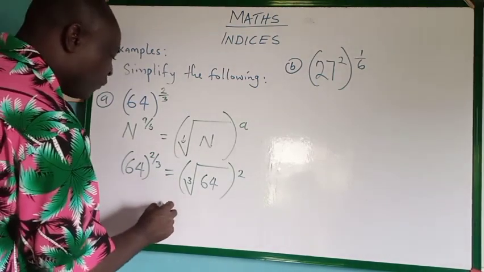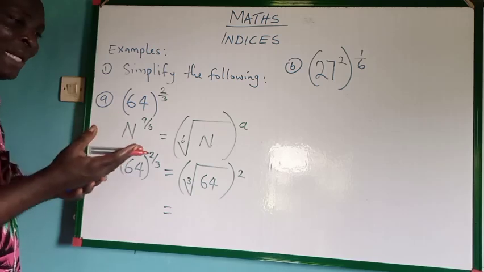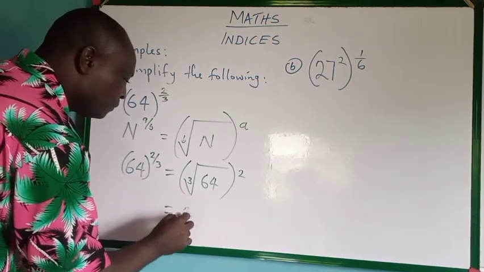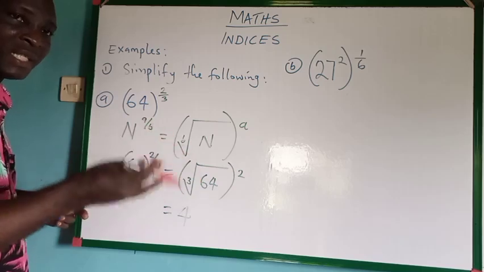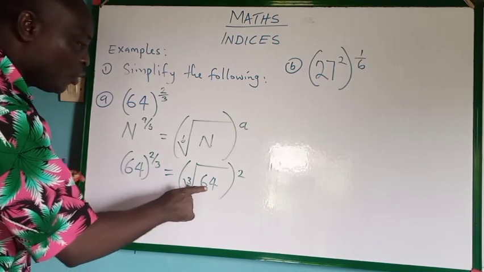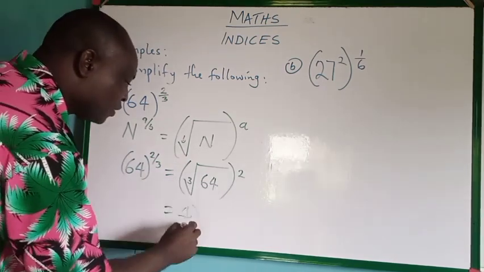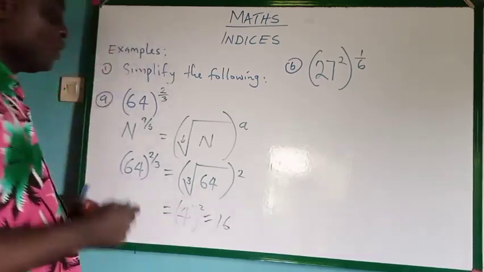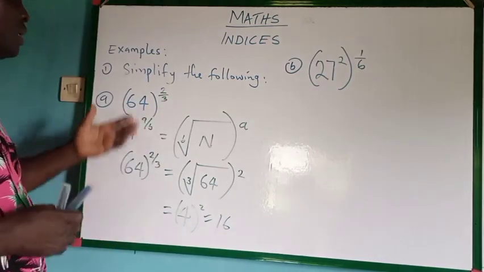So you will ask yourself, what is the third root of 64? Third root of 64 means a number that you multiply 3 times by itself to give 64. And that number is 4, because 4 times 4 times 4 is 64. 4 times 4 is 16, and 16 times 4 is 64. Now look at the power. 2 is still here, so all raised to power 2. So 4 raised to power 2 is 16. That is how to operate this kind of indical expression.